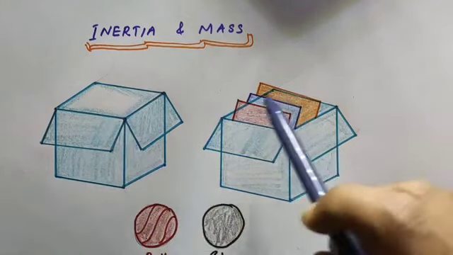Why is it so? The mass of the box full of books is quite large, and that is, this one is heavier than this one. Heavier objects have more inertia than lighter objects. That is, the inertia of an object depends on its mass. More the mass, more the inertia. So the box full of books has more mass than the empty box. So this one has more inertia.